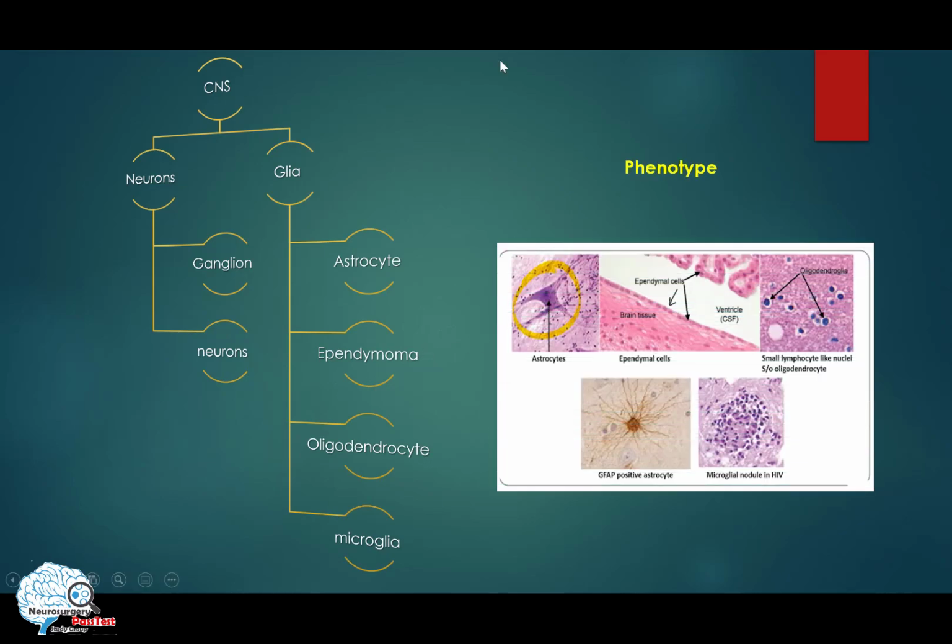So for the phenotype, if we look under the microscope, we can see the star-shaped astrocyte here, and we can also see the ependymal cells, the cuboidal cells lining the CSF spaces, and we can see the oligodendrocyte, which has what we call a characteristic perinuclear halo surrounding the nucleus, and this will play a part in how it appears later on.